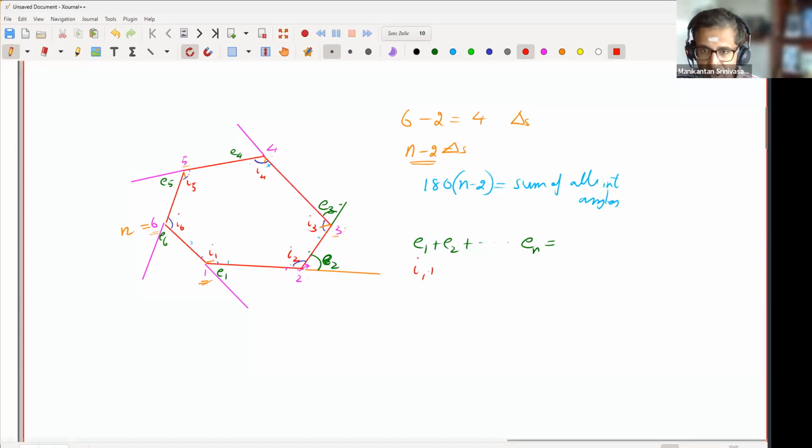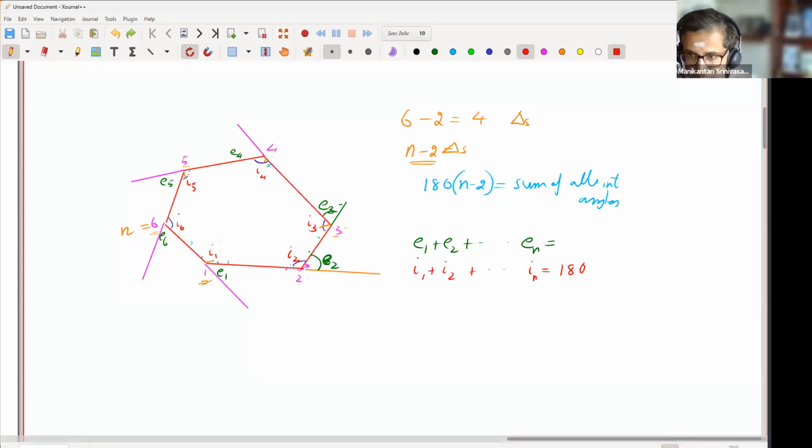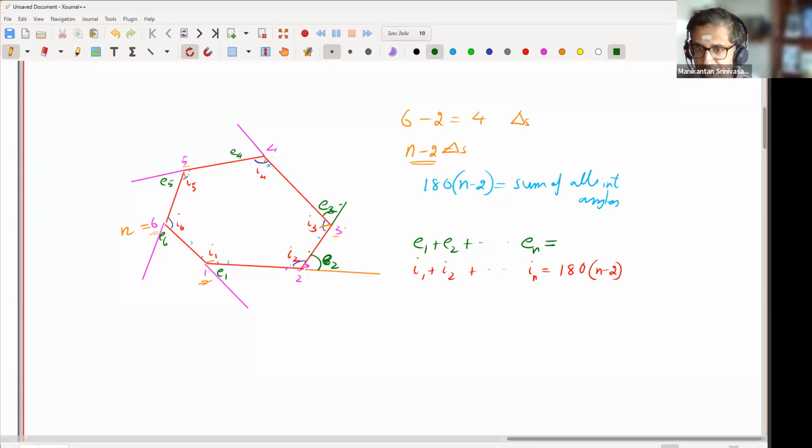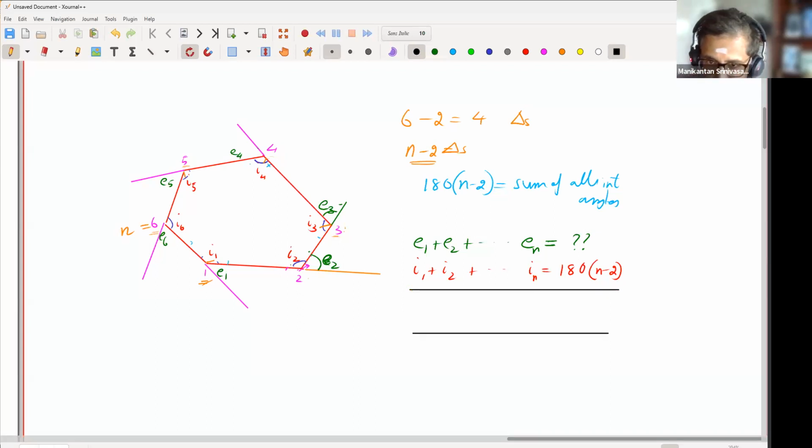Now, we all agreed that all the interior angles, I1 plus I2 all the way till In, was 180 times n minus 2. That we agree, correct? We derived it in the previous step. Now I'm asking for a formula for the sum of all the exterior angles, E1 plus E2 plus E3, and so on. This we don't know. But let's try to add both of them this way, the sum.